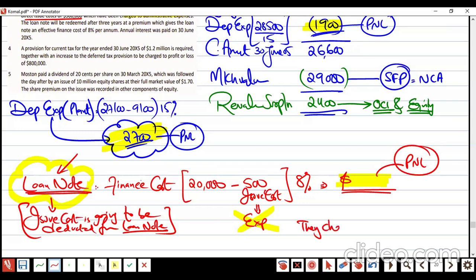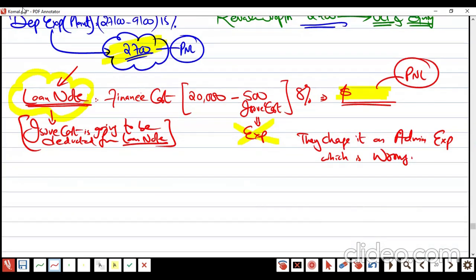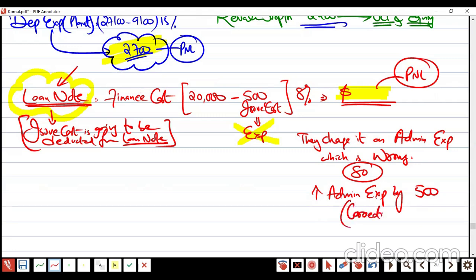They charged it as admin expense, right? Which is wrong. So what do we need to do? Increase admin expense by 500, and this is, you can say, correction of error.